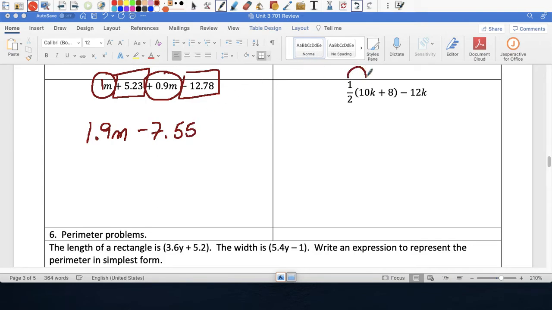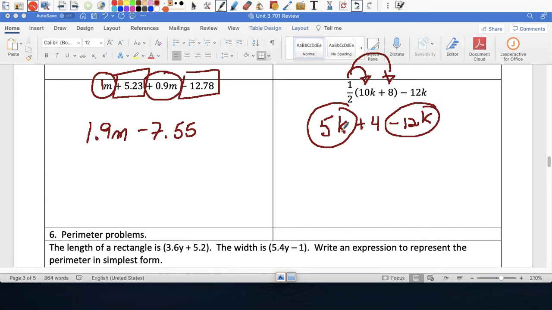Distributive property. 1/2 times 10k is 5k. 1/2 times 8 is plus 4 and minus 12k. Right? I did distributive property first. Now I'm going to look to see if I can combine like terms. I combine this guy with this guy. 5k minus 12k is minus 7k, and then plus 4.